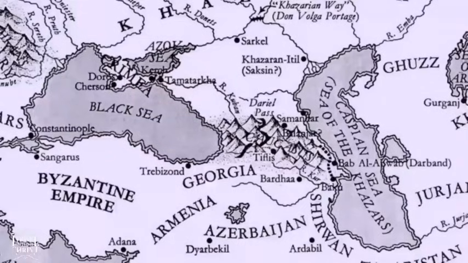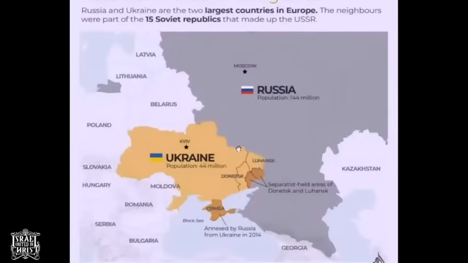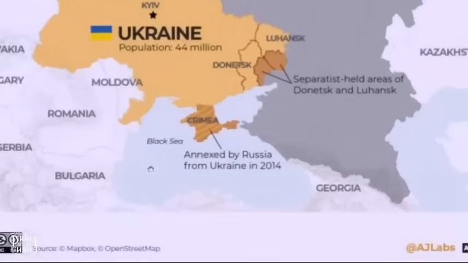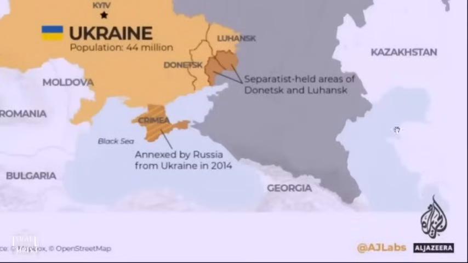Give me the next map on the Russia crisis. Y'all see the Black Sea, right there? And right over to the right is the Caspian Sea, blue. Okay, you see the Black Sea and the Caspian Sea. Now Khazaria is right above that. Look where Khazaria is.